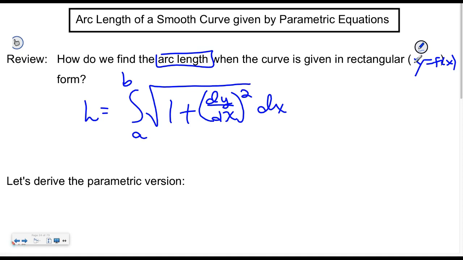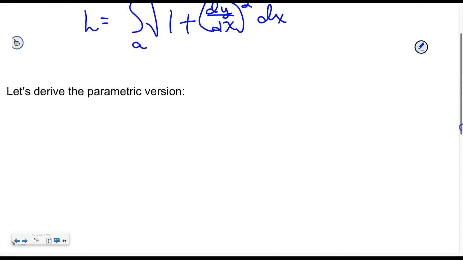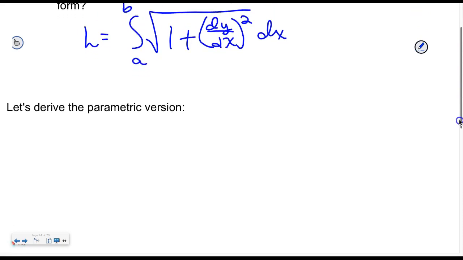We used it, we derived it, it was easy. I don't think you've forgotten it because nobody got it wrong on the last test, not one person. So that's alive and well, and now we're going to have a new one, the parametric version.